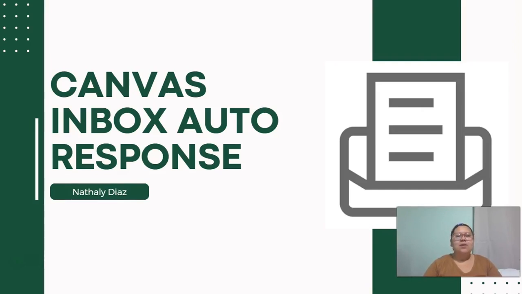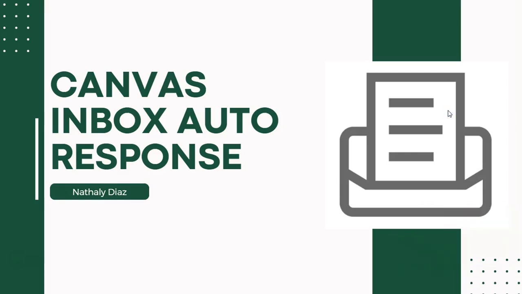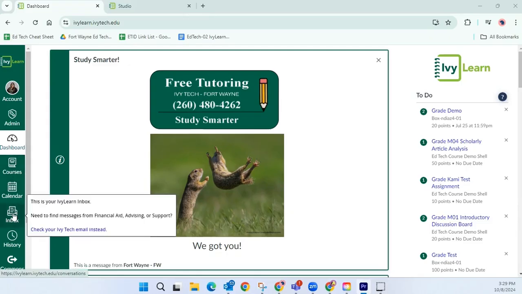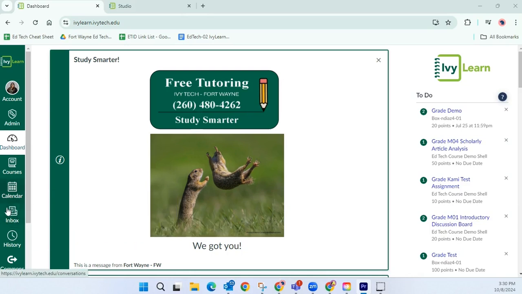In this video, we'll be talking about how to add an auto response to your Canvas inbox. What you'll first need to do is go to your Ivy Learn account and click on the Canvas inbox icon, which is located in your global navigation menu to the left of your screen.